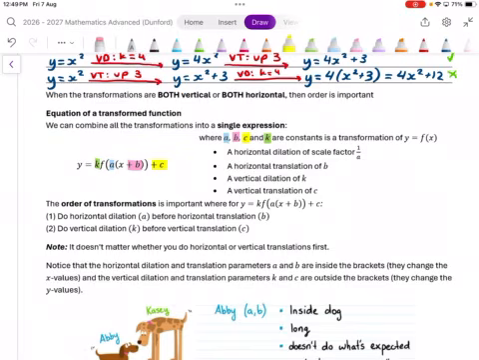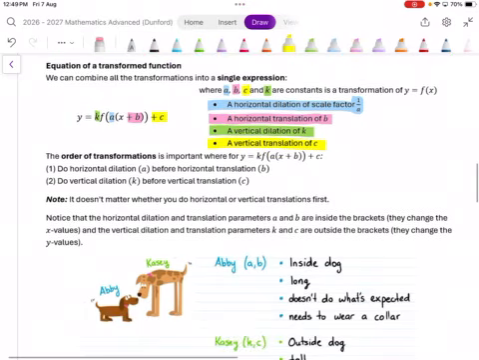Now that's where our horizontal dilation is a scale factor of 1 on a, our horizontal translation of b, our vertical dilation of k, and our vertical translation of c. So the order of transformations is important as long as you do dilation before translation. That's all that means. So we can notice that the horizontal dilation and translation parameters a and b are inside the brackets, so they change our x values. Then our vertical dilation and translation parameters, k and c, are outside our brackets and they change the y values.